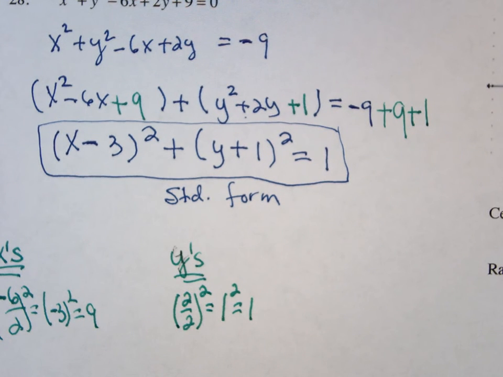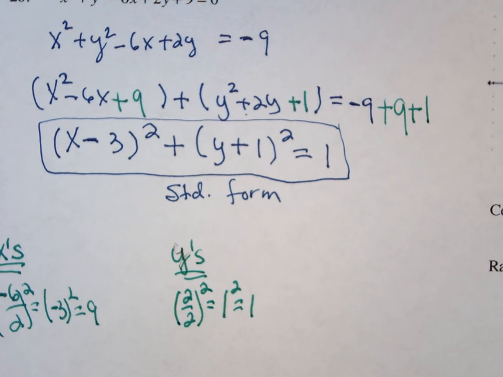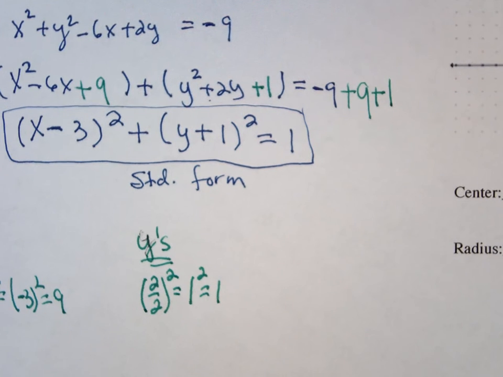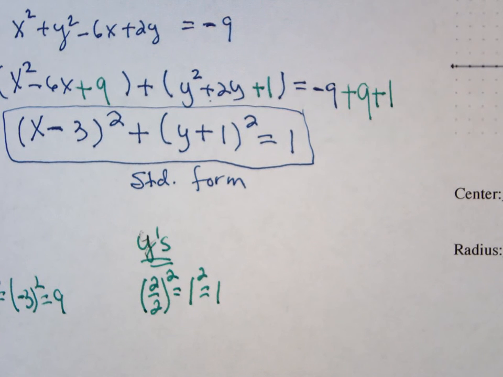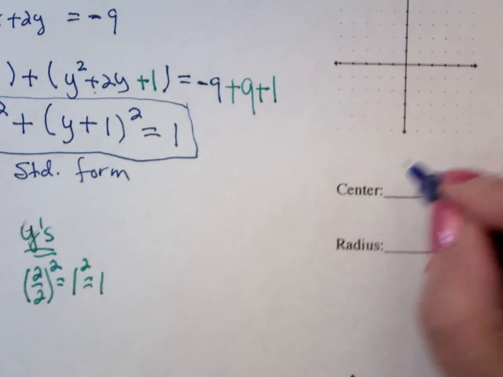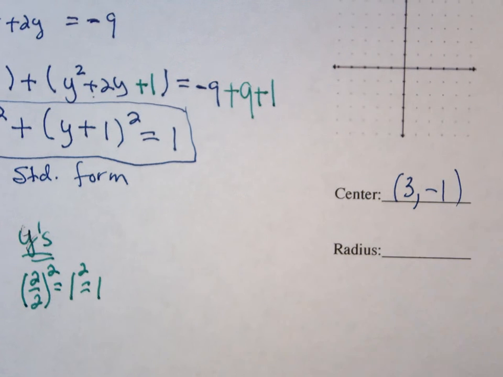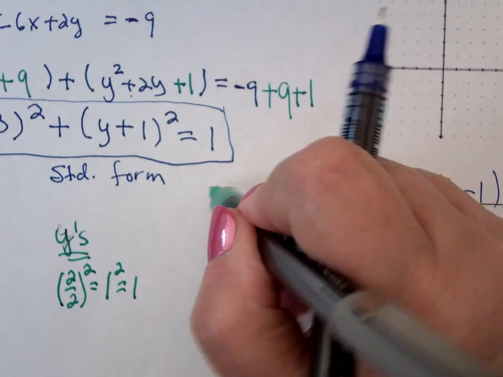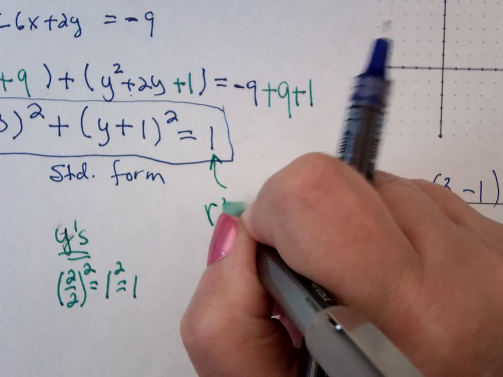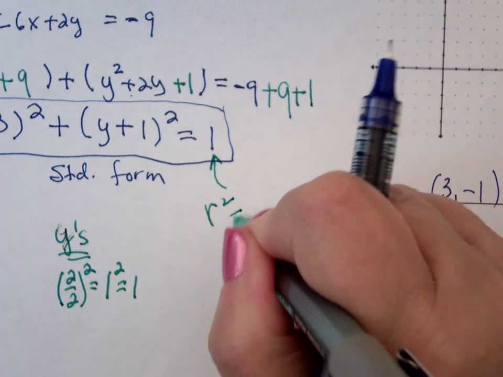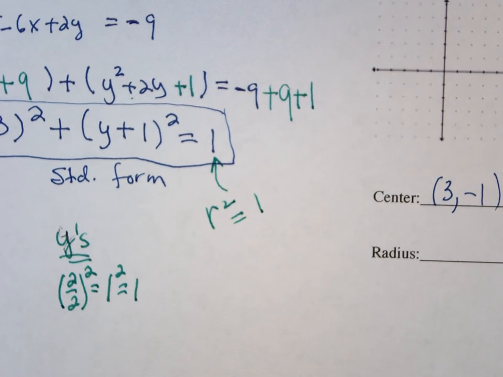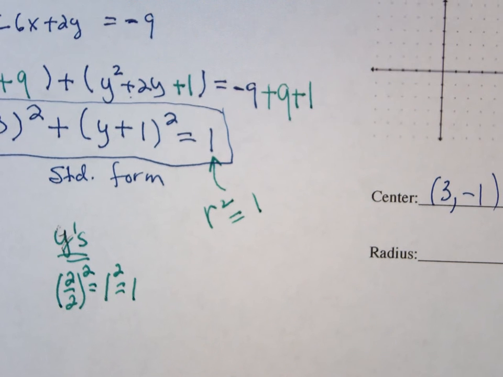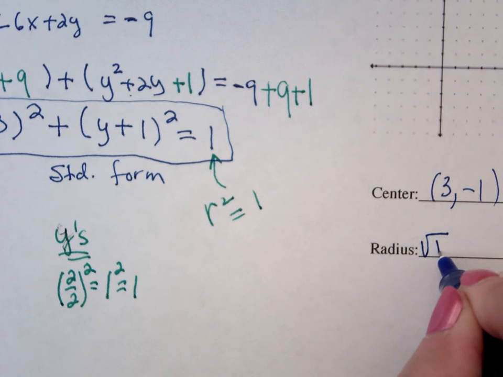Now what can I get from standard form? The center and the radius, right? And in this instance, what's the center? 3, negative 1. And then the radius, now remember this. This is r squared. So r squared is 1. So the radius is the square root of 1, which is 1.